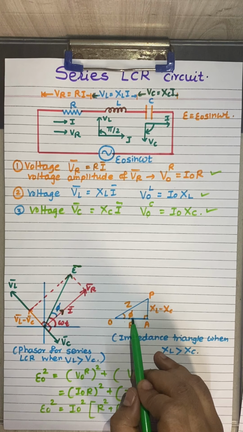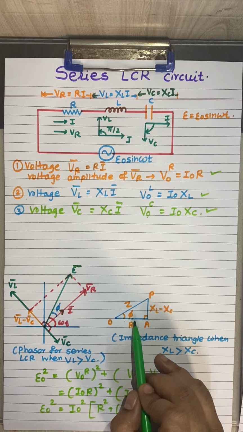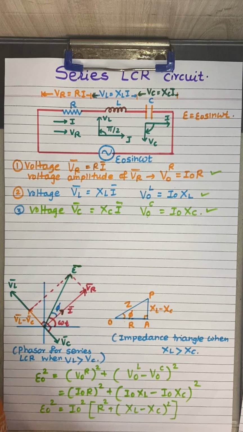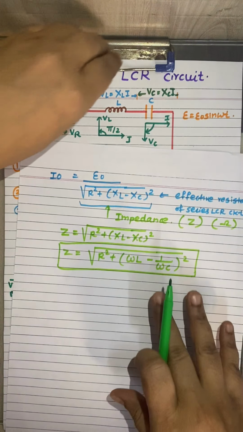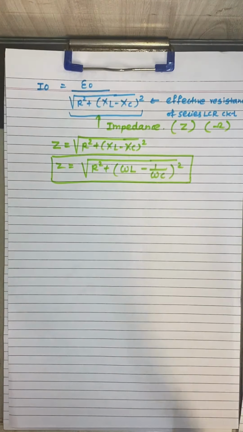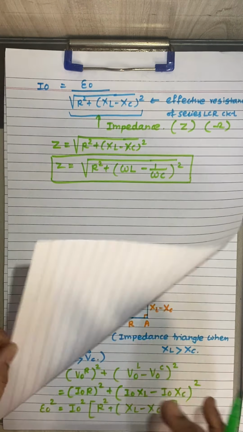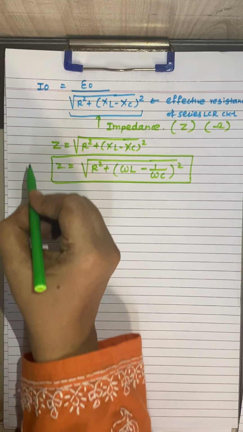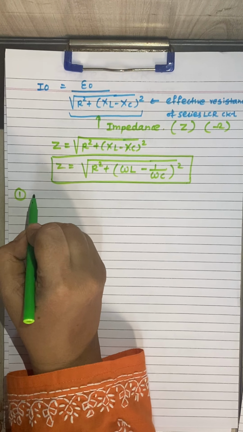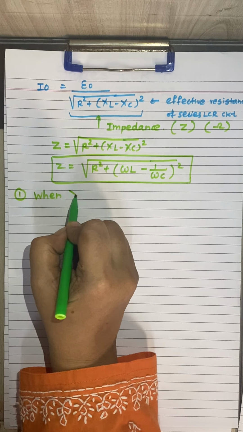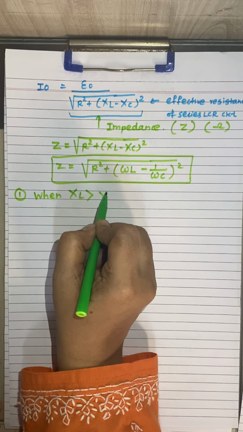So this angle is considered as phi. Now we are going to consider the special cases. Whenever we are considering the special cases, we are going to understand this particular phi figure once again. The first case I will consider is when XL is greater than XC.